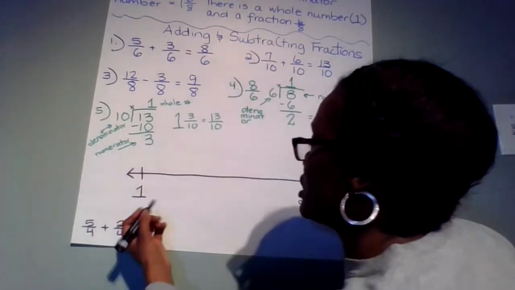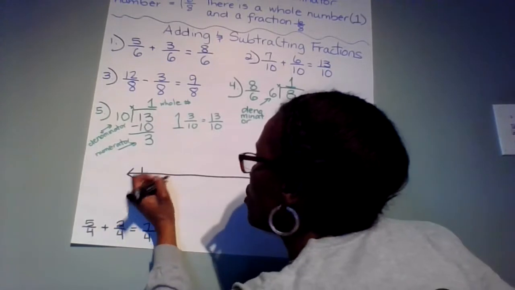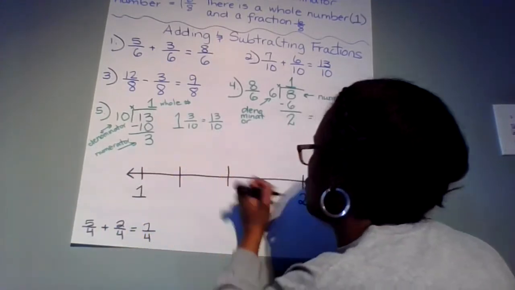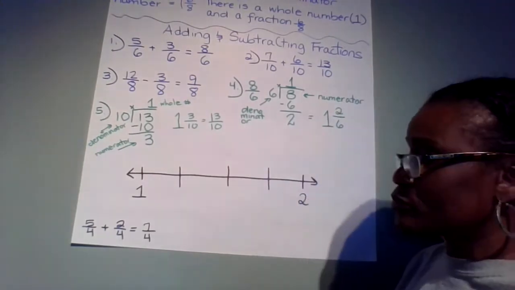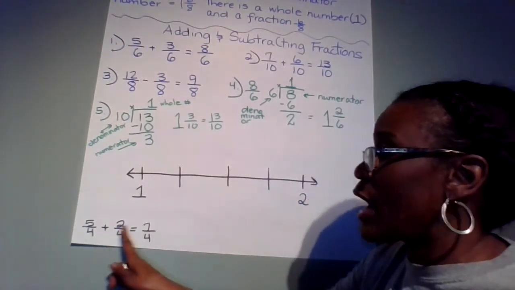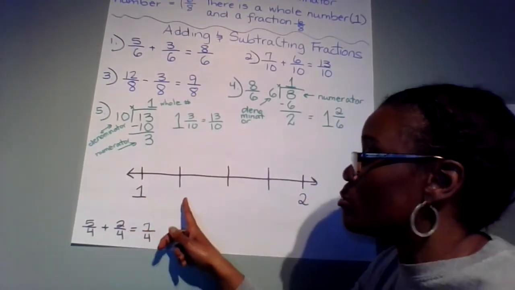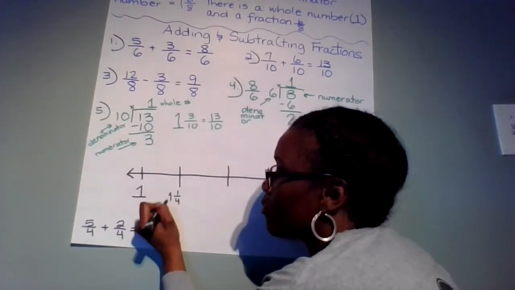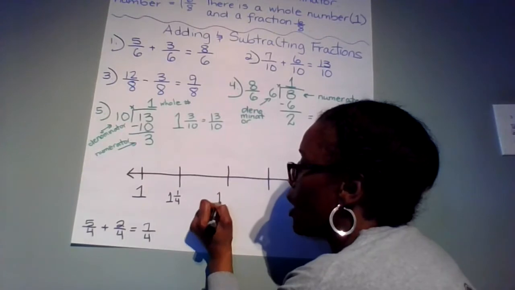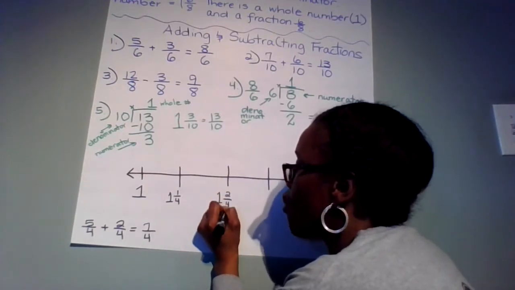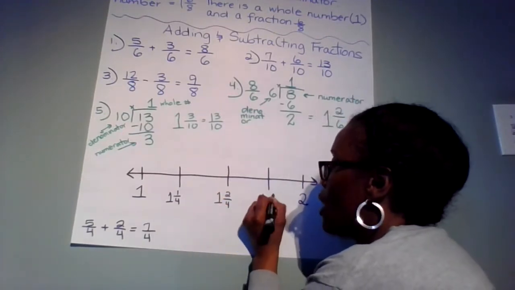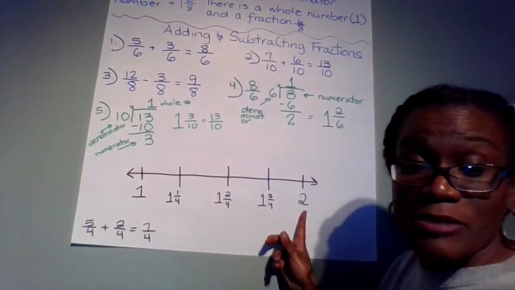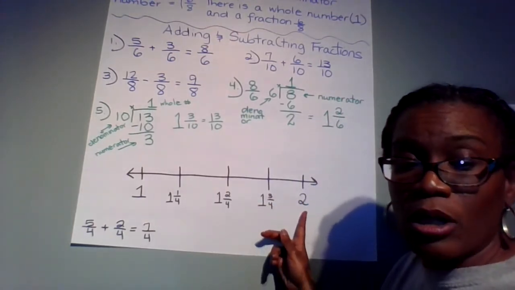I'm going to try to do it as evenly as possible. So I have 1, 2, 3. And so now that I know these are fourths, this would be 1 1/4, 1 2/4, 1 3/4, and then last but not least, the number 2.